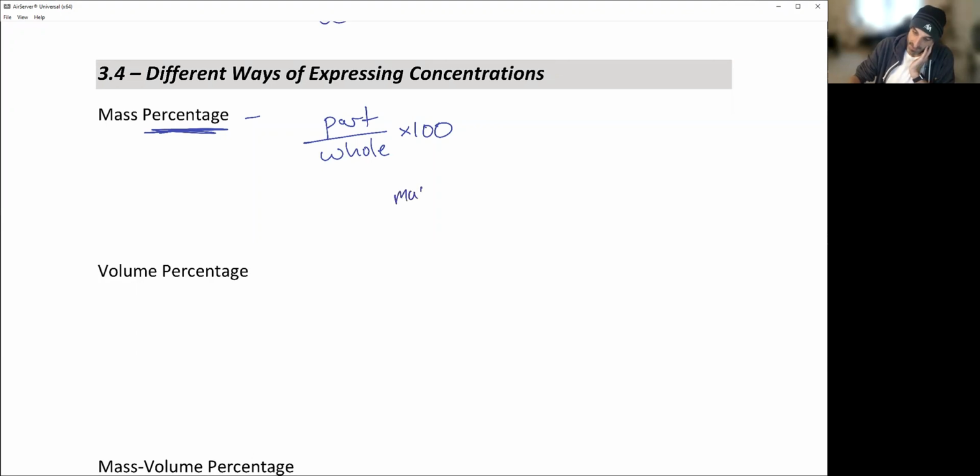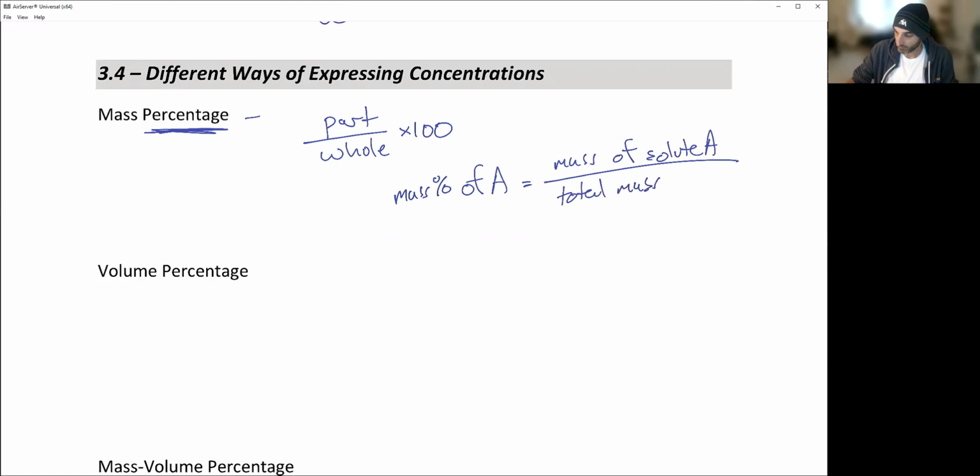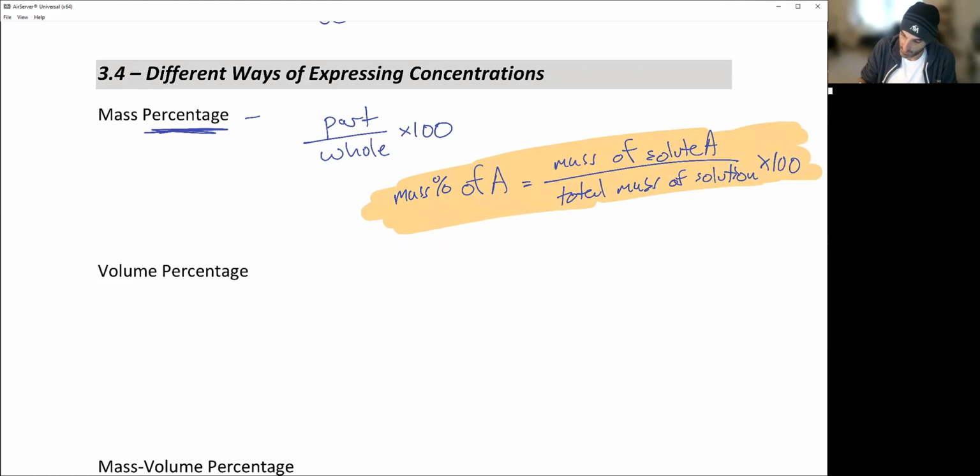So the mass percent of whatever we're looking for, substance A, is equal to the mass of that solute, mass of A, all over the total mass of the solution, times 100. The total is the combination of all of the parts, so the masses of all of the solutes plus the mass of the solvent. Okay, so that is how we do mass percentage. Pretty straightforward. Again, A just refers to the single substance that we're interested in looking at.